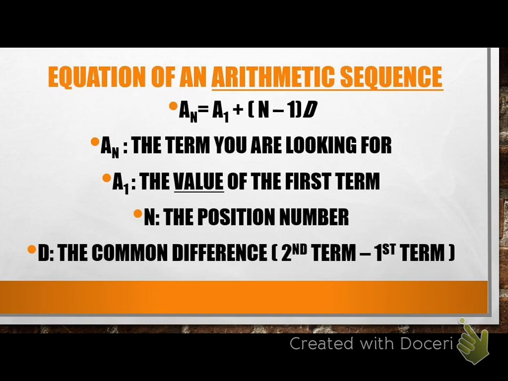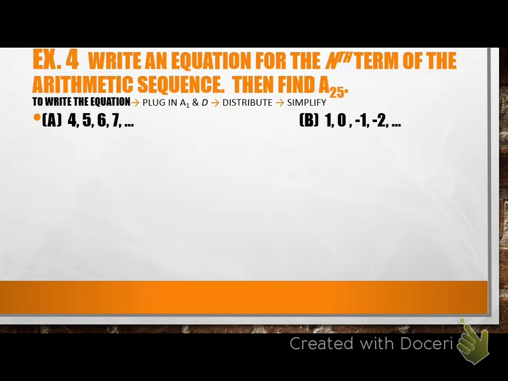All right, now let's look at example 4. It says write an equation for the nth term. So we're going to write an equation without knowing what term they want us to find of the arithmetic sequence.